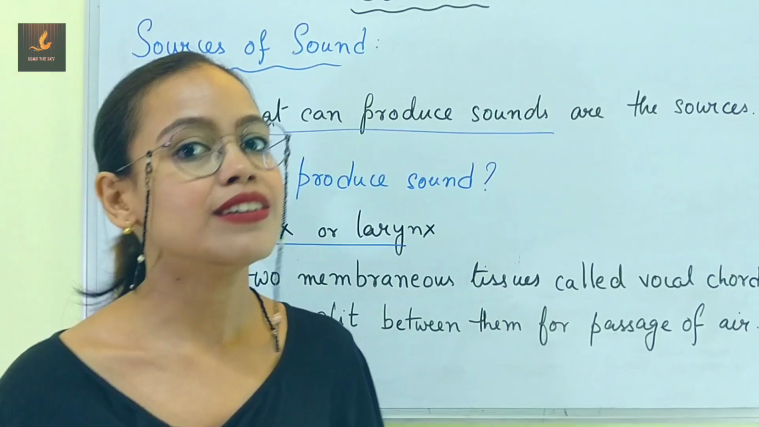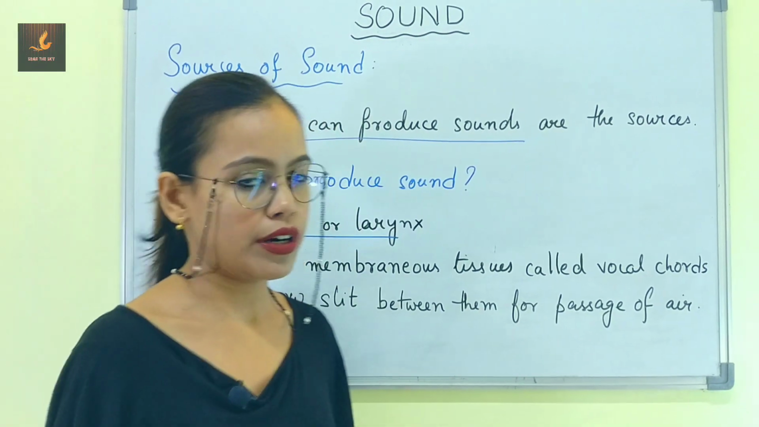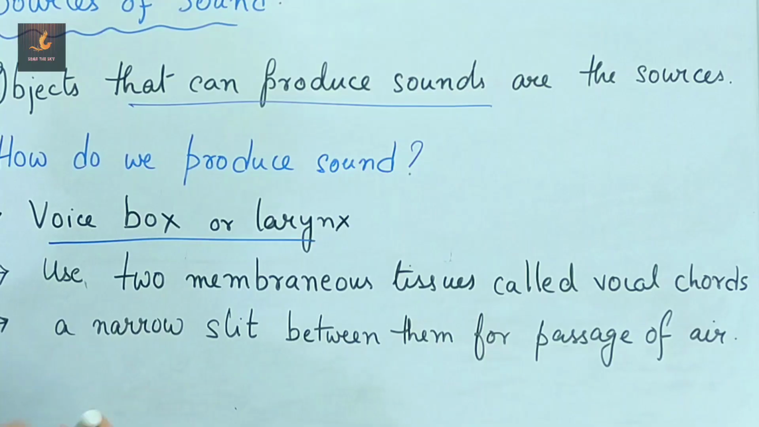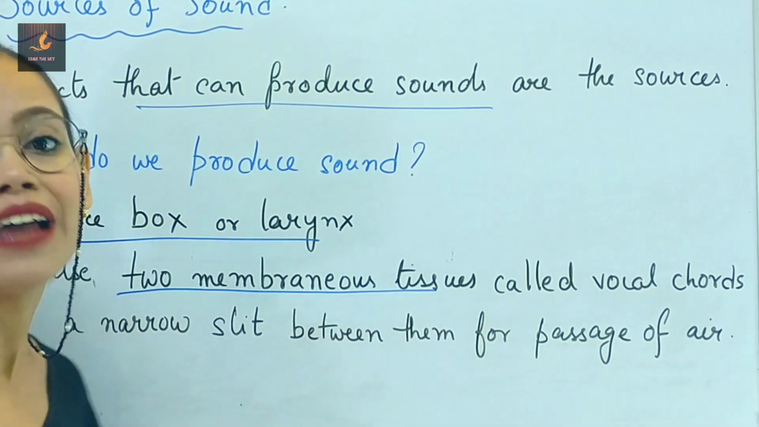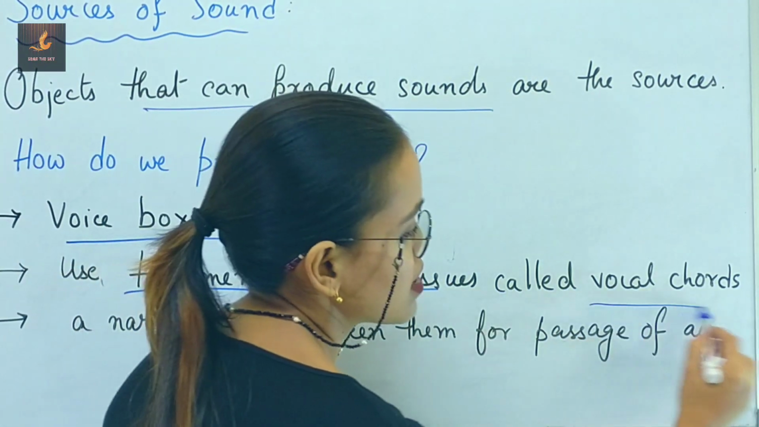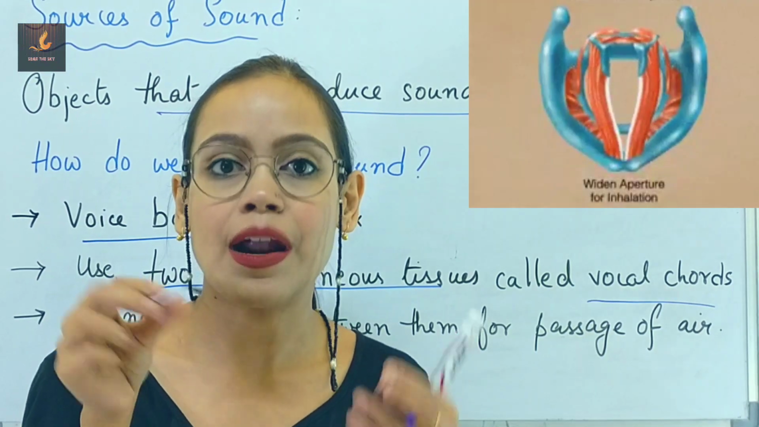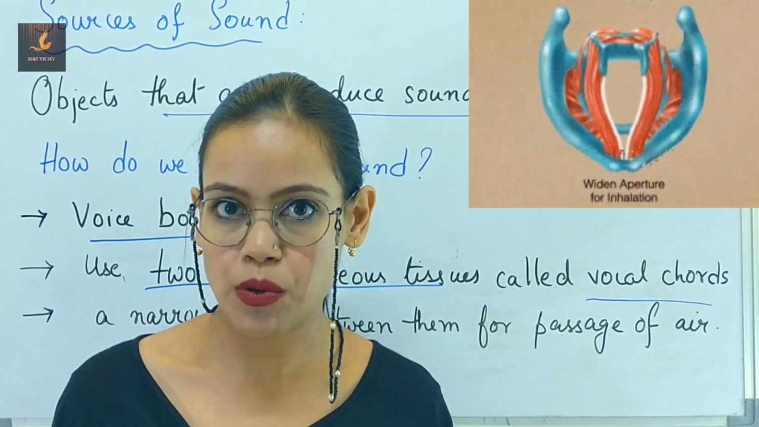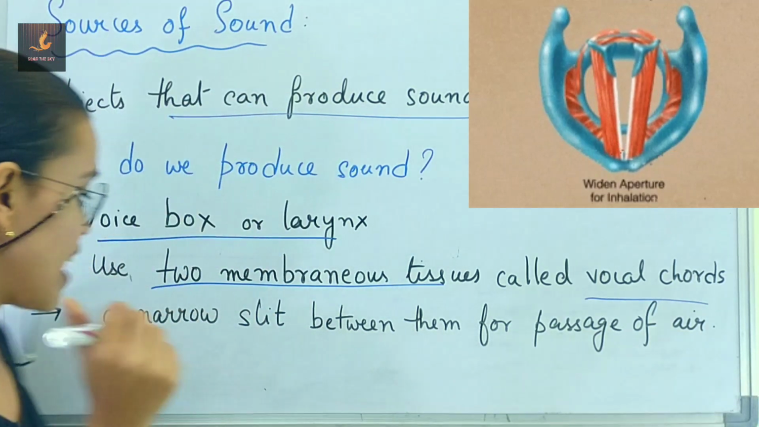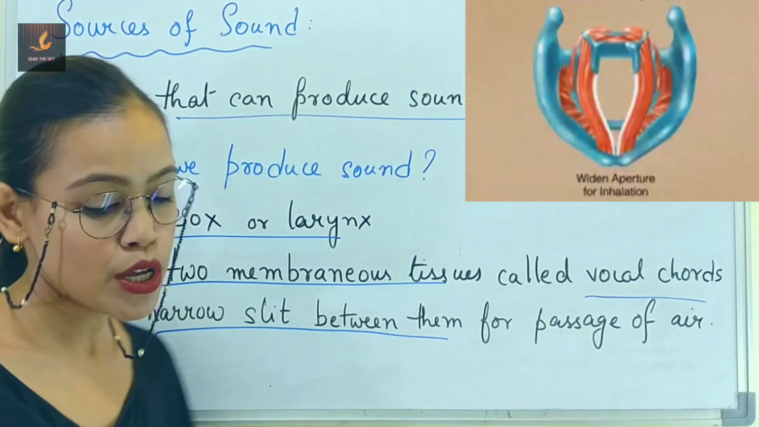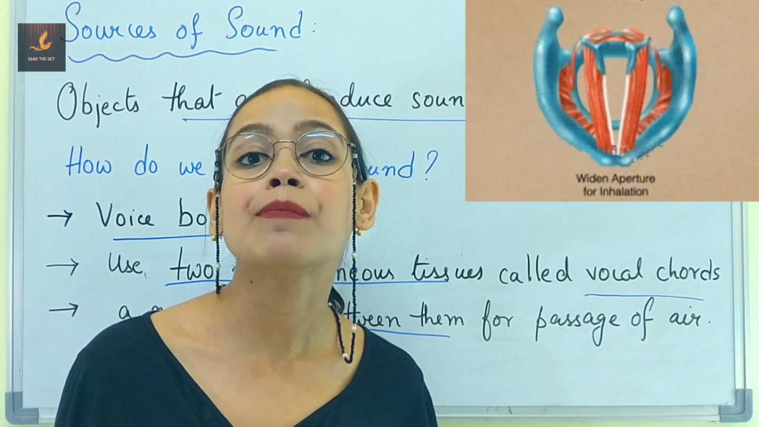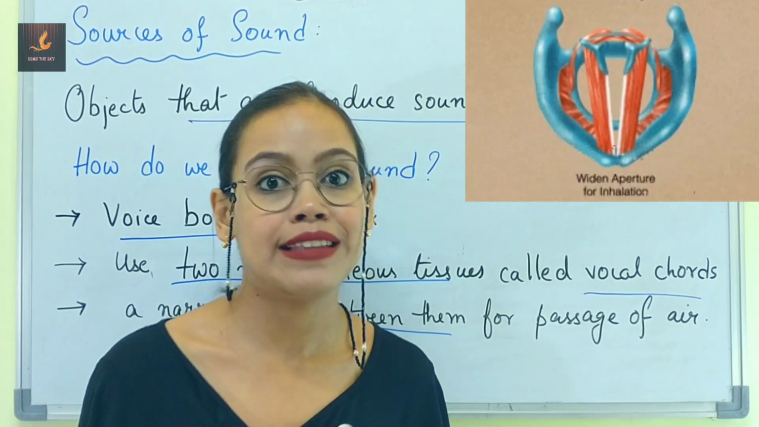Another important point is how does this structure work? This structure has two membranous tissues, and they are called vocal cords. These two membranous tissues are present inside the voice box. There is also a narrow slit in between them so that air can pass through them and make them vibrate.